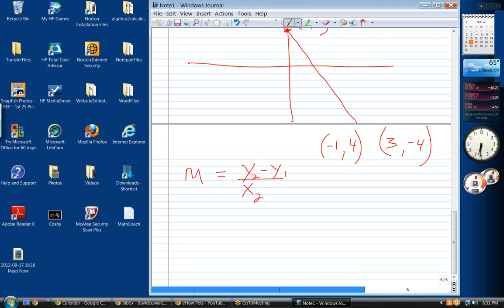Okay. And you can even change the direction as long as you're consistent. In other words, you can do y1 minus y2 as long as you do x1 minus x2. Doesn't matter. Just don't do y2 minus y1 over x1 minus x2. Right. Okay, so what is this slope equal to?